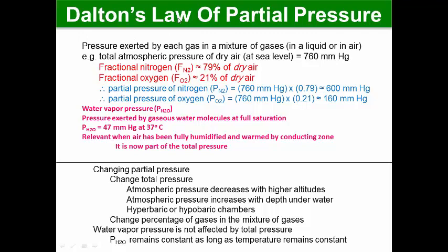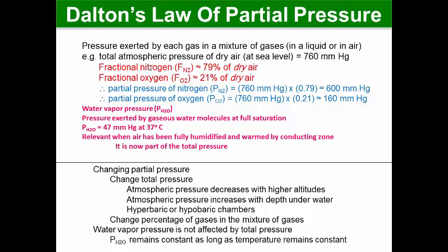Dalton's law states that the pressure exerted by each gas in a mixture of gases, for example, the atmosphere, which is the layer of gases which surround Earth. This layer is composed of a mixture of gases. We have oxygen in the atmosphere, we have nitrogen, we have carbon dioxide, we have helium, and we have other inert gases. Because these gases have weight, the atmospheric layer exerts pressure on the surface of Earth.